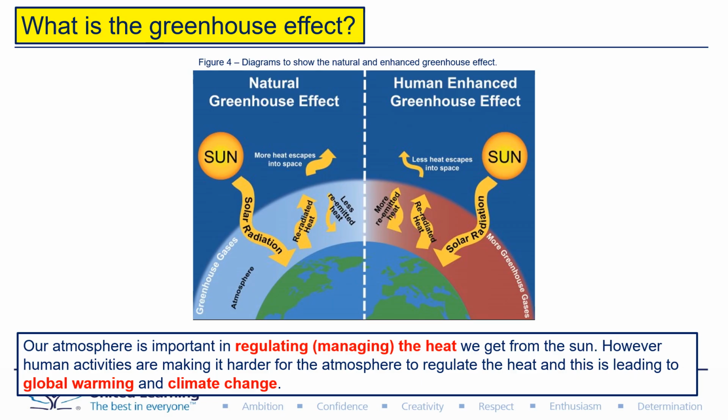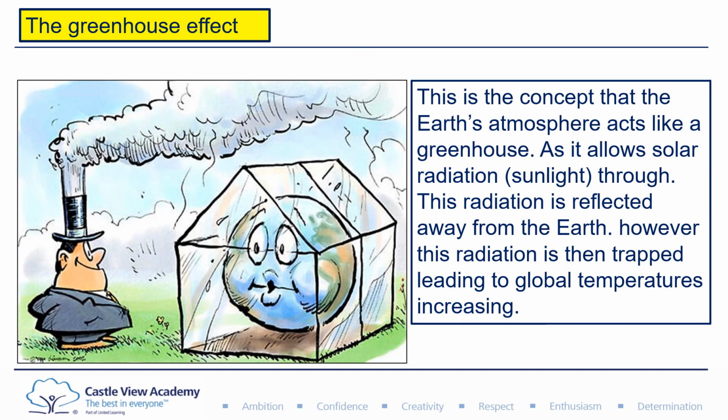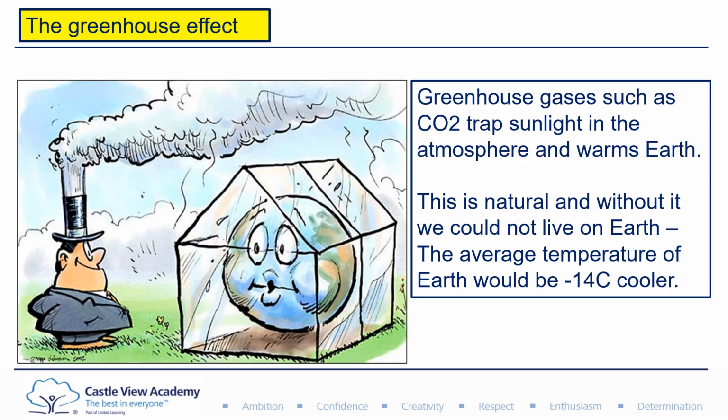The part of the figure 4 on the right is the human enhanced greenhouse effect, and this is just where the atmosphere becomes thicker with more greenhouse gases released by humans. As the atmosphere is thicker, more long-wave solar radiation is trapped, therefore causing global temperatures to significantly increase. So again, like I reminded you, the atmosphere acts as the greenhouse. It allows shortwave solar radiation into Earth. However, when that long-wave solar radiation tries to leave, the gases trap it. Okay?